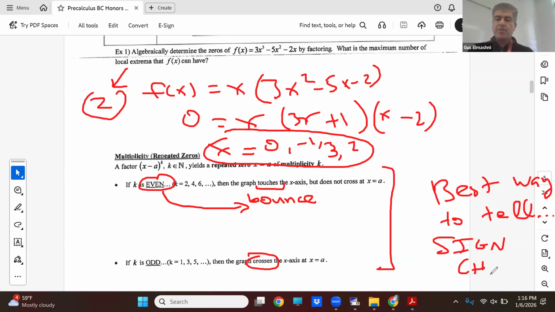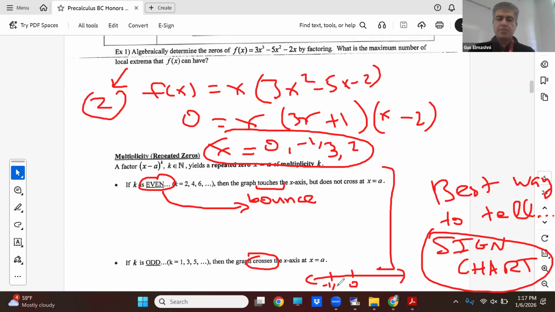The sign chart is going to be your best friend, especially as we get deeper into calculus. The sign chart is like a number line. So for example, let's say I did a sign chart for example 1.